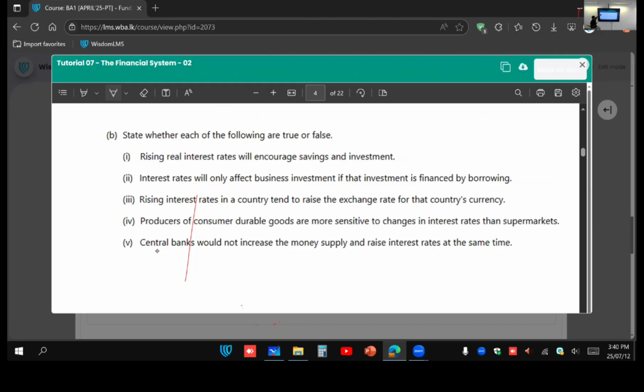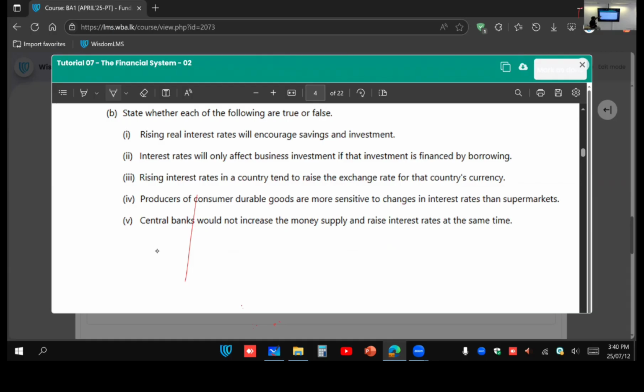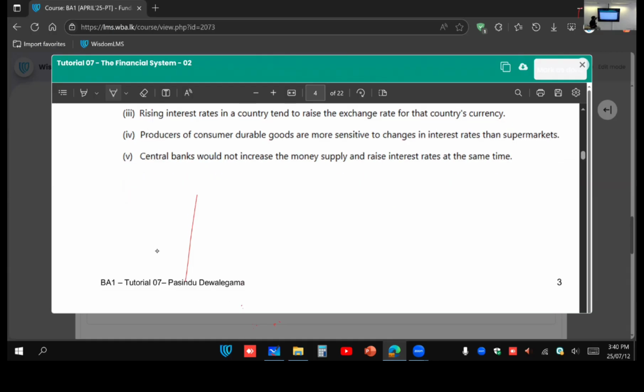First one is incorrect. Second one is incorrect. Third one is correct. Fourth one is correct. Fifth one is correct. Those are the answers. I'll give you a document explaining. Right? Okay. Then we'll move on.